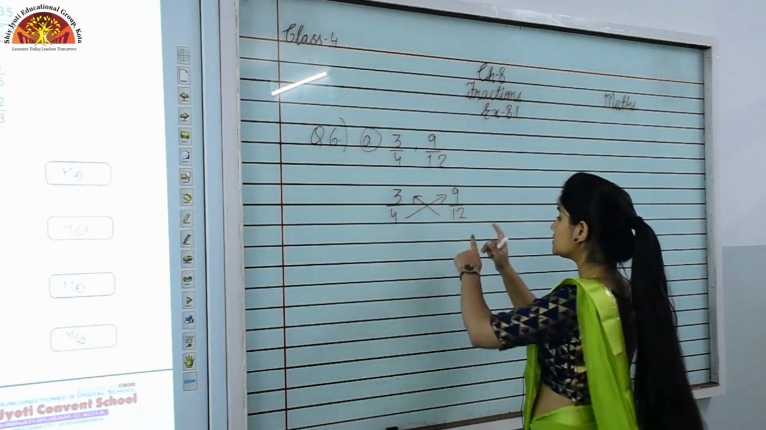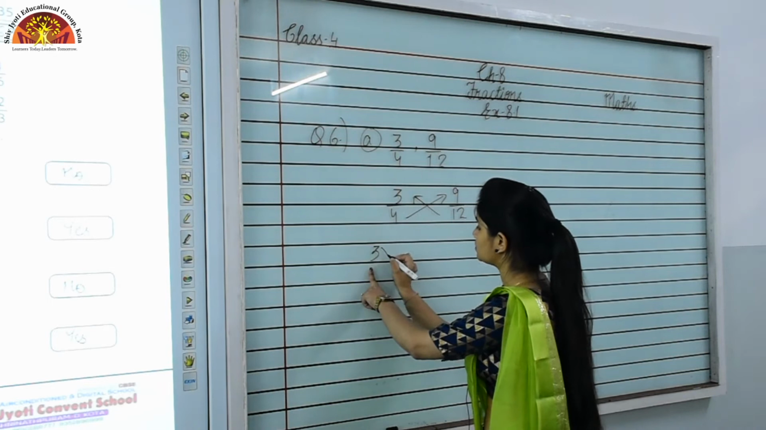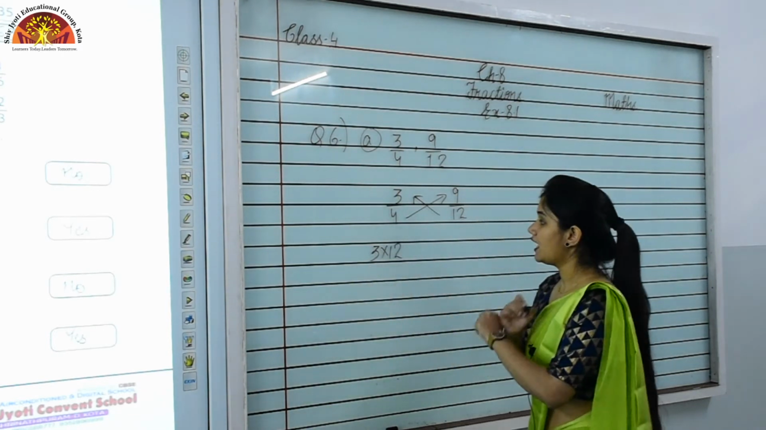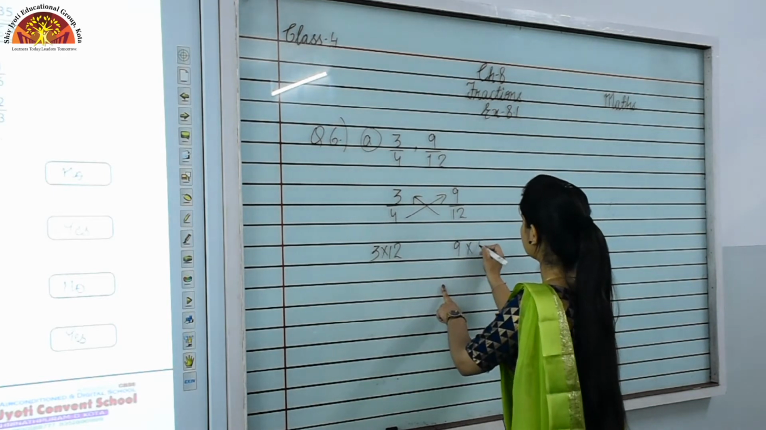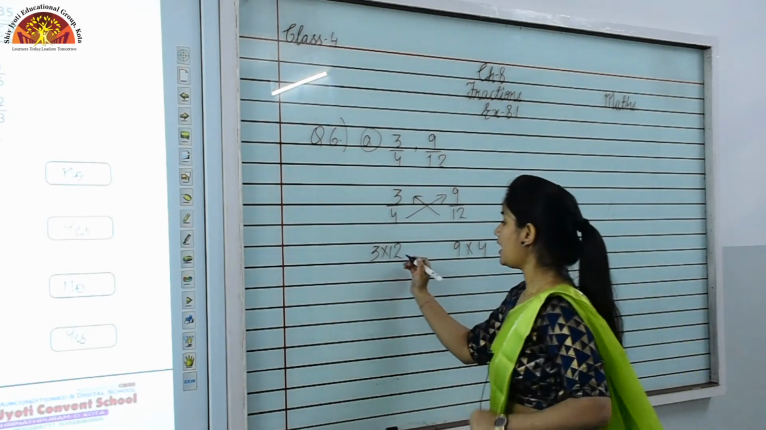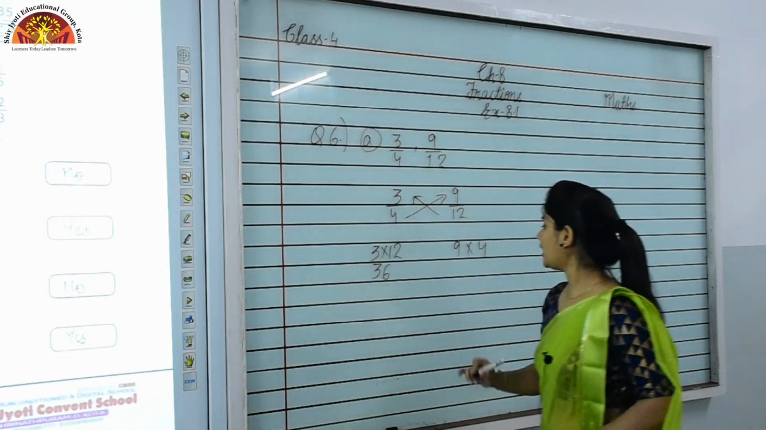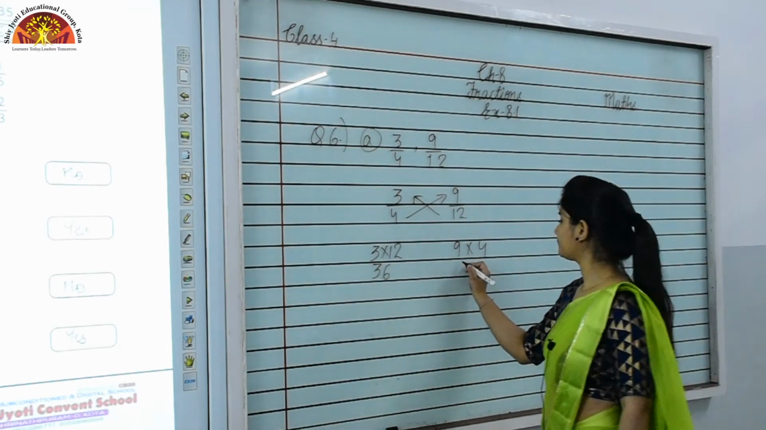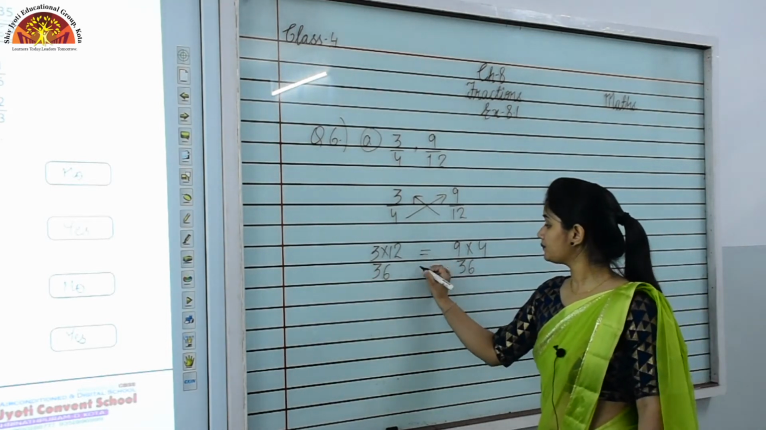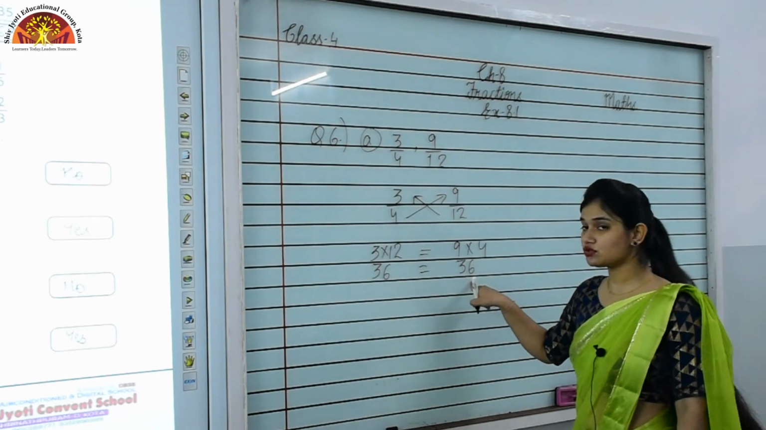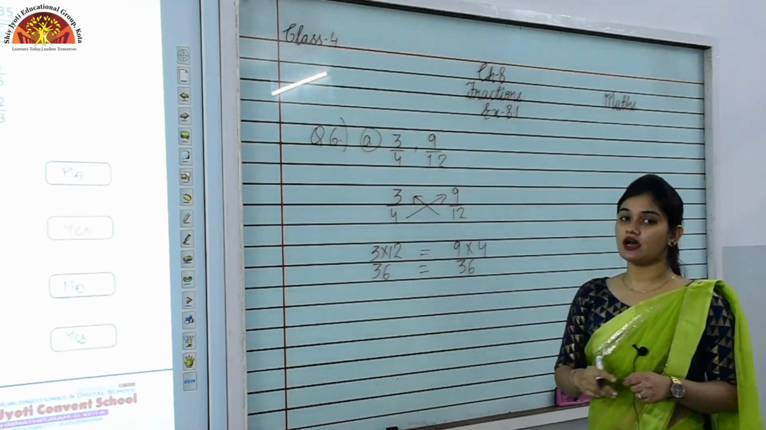Okay students, so we are multiplying this 12 by 3. So we will write the answer this side and we are multiplying this 4 by 9. So 9 multiplied by 4 we will write here. And as we know 12 3s are 36 and 9 4s are 36. Okay students, you can see 36 is equals to 36. It means these fractions are equivalent.